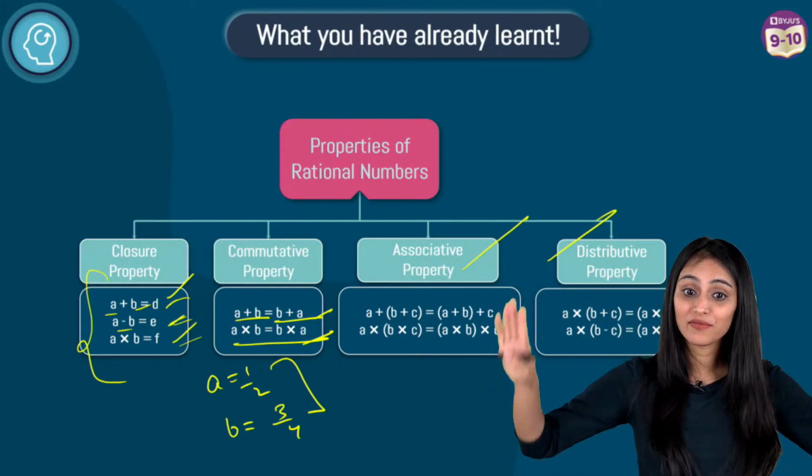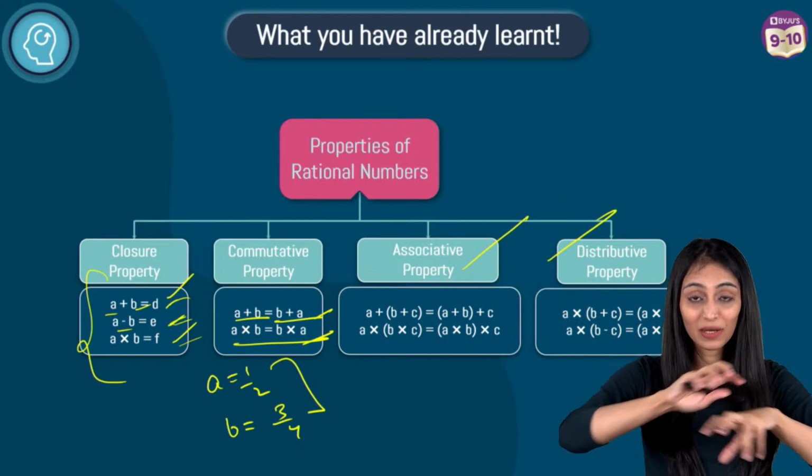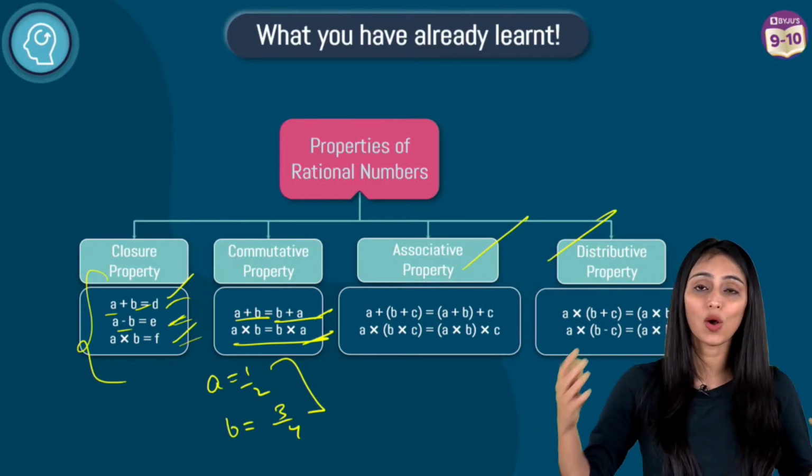Real numbers includes everything. All the number line that we have, that's the real number line. It has all kinds of numbers.